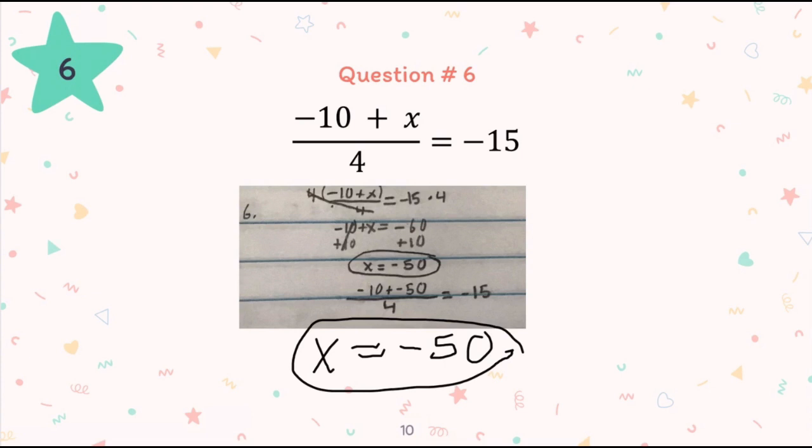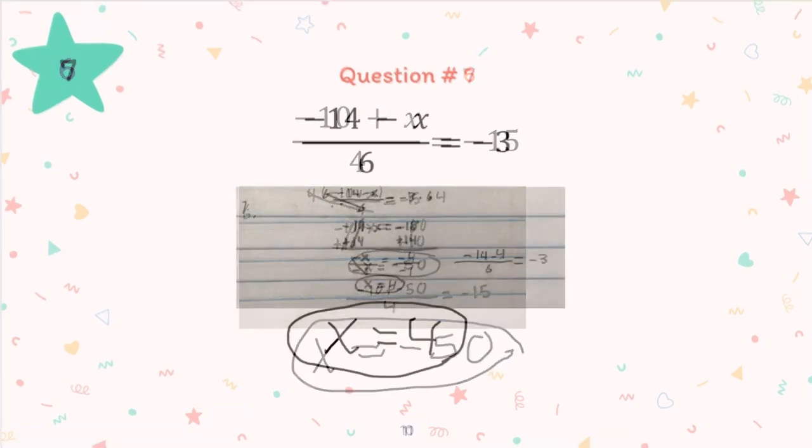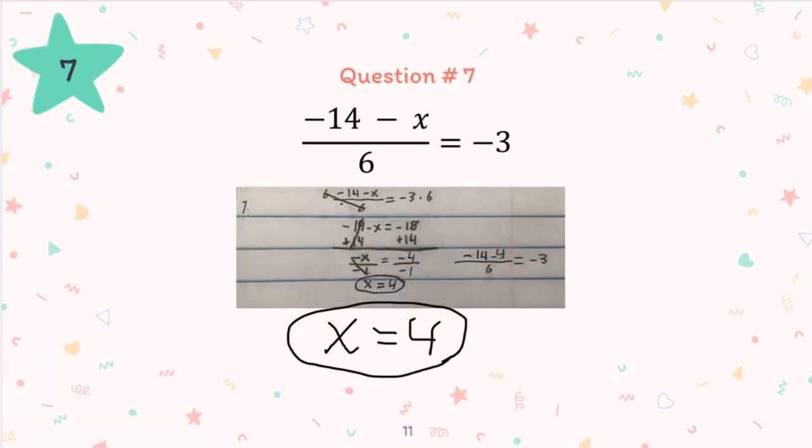But since we want to get the x by itself, we have to get rid of negative 10. So the opposite of subtracting is adding. So we do minus 10 plus 10, which the two symbols cancel each other out. Now we do it on the other side, which is negative 60 plus 10, which equals negative 50. So now we know that x is equal to negative 50, because negative 10 plus negative 50 divided by 4 equals negative 15.